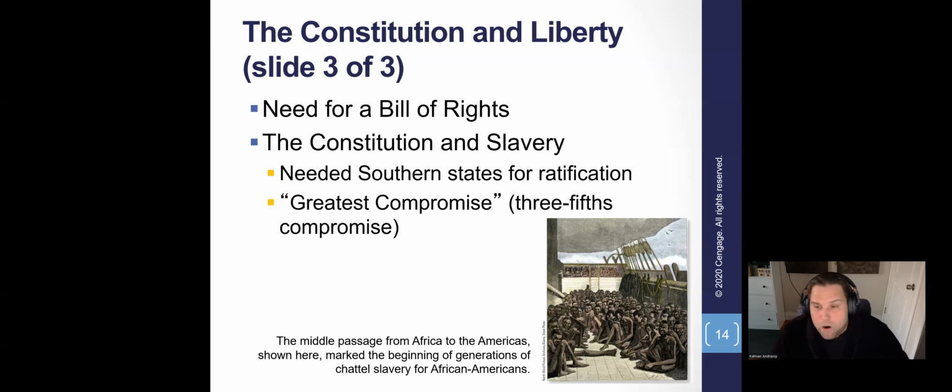So, in order for the Constitution to be ratified, they needed the Southern states. The founding fathers needed the Southern states to ratify as well. What were the Southern states known for? They had slavery, right? Very large swaths of agricultural land and the use of slave labor to attend to those fields and things like that.